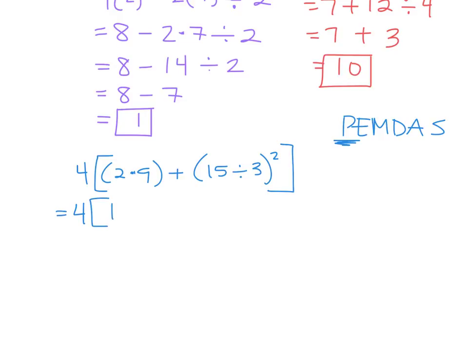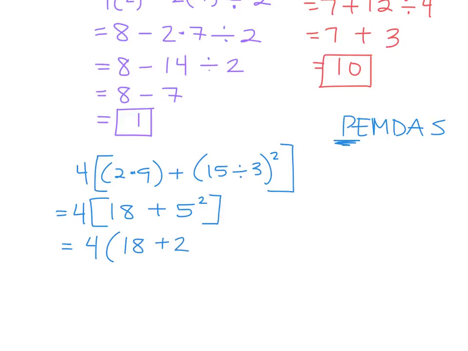So it would be 4. 2 times 9 is 18, so you can ditch those parentheses. Plus 15 divided by 3 is 5. You can ditch those parentheses and then square it. And then you can finish off your bracket. Okay, so now my brackets are parentheses, so we still need to do what's inside of there first. What's the first step inside of those parentheses? The exponent. So we're going to do 4, and if you want to turn them into regular parentheses now, if you like that better, that's totally fine.